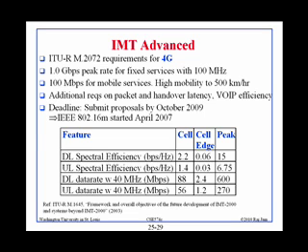Alright, I'm going to talk about those. So the requirements are that you should get at least 2.2 bits per hertz in the cell, and at the edge you should get this much, and the peak you should be able to get 15 bits per second per hertz. So that 15 will translate to that 1 gigabit.